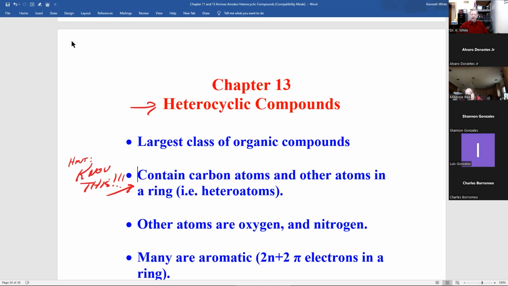Again, what is a heterocyclic compound? It's a ring with carbon atoms and other atoms, and those other atoms are oxygen and nitrogen. So if I ask you on a test, 3 points, what's a heterocyclic compound? Well, that's a ring with carbon atoms and other atoms. Those other atoms are either oxygen or nitrogen. I'm trying to think here. I don't think they're both.